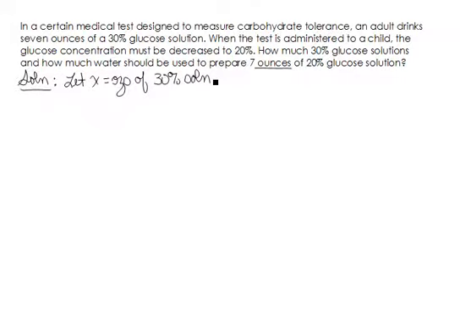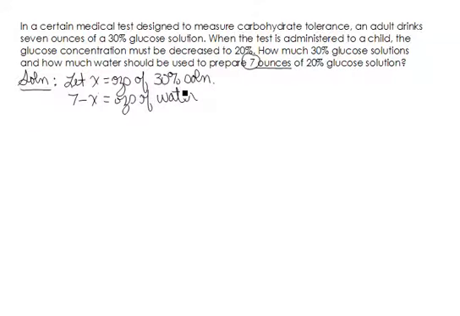All right, well, we don't need another variable for the water because we're told that we want a total of 7 ounces of this 20% solution. So if x ounces are the 30%, then the rest of it, which would be 7 minus x, would be the ounces of water that we want to add.